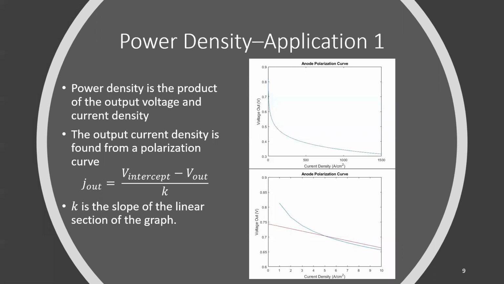Okay, now for the power density. So the power density is the product of the output voltage and the current density. The output current density is found from a polarization curve, and where K is the slope of the linear section of the graph. So the top figure on the right shows a polarization curve for the anode. And since alpha was equal to 0.5, the anode and the cathode curve look exactly the same. And the figure on the bottom is that anode curve kind of zoomed into the linear section, and it shows a line going with that linear section. And the slope of that line is our area specific resistance, or ASR.